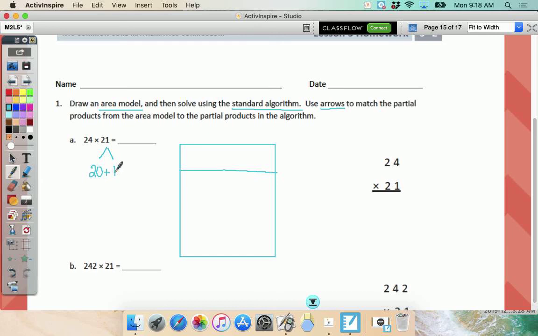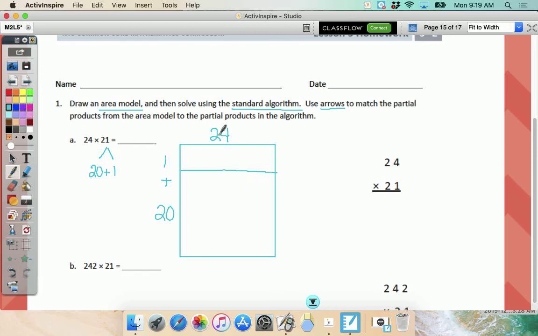And then it looks to me like they already wrote our standard algorithm for us, okay? So the number I decomposed goes on the side. The number I didn't decompose goes at the top. And here's what you have to check. You have to make sure the number on top of your area model is the same number on top of the standard algorithm, or the arrow thing will not work out, okay?